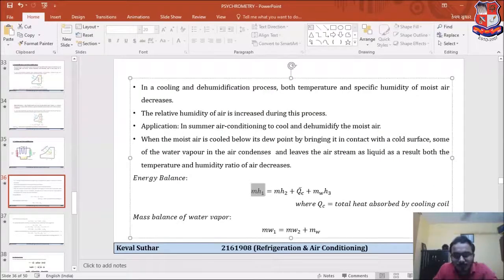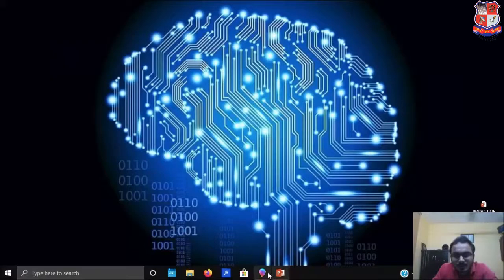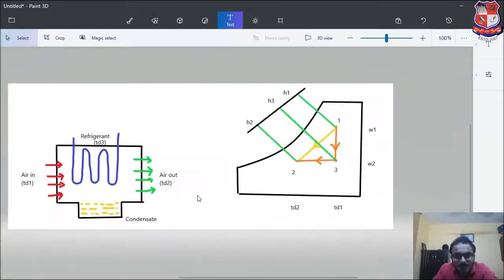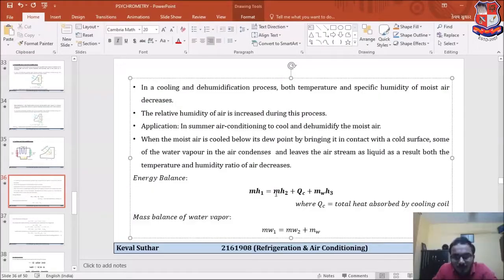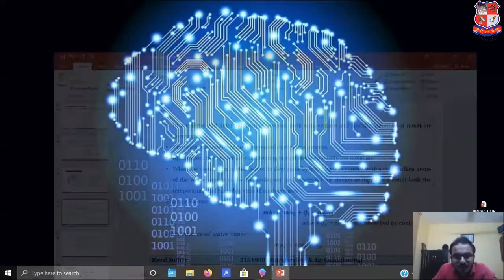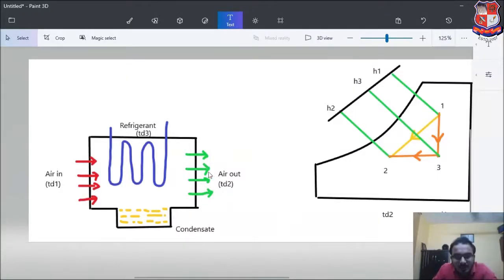So here if you focus on this formula, the energy balance in which MH1, you see this is the entering portion. If you see this figure, then this mass is entering with enthalpy H1, and it is equal to MH2. MH2 is the exit air, that is enthalpy of exit air into mass.